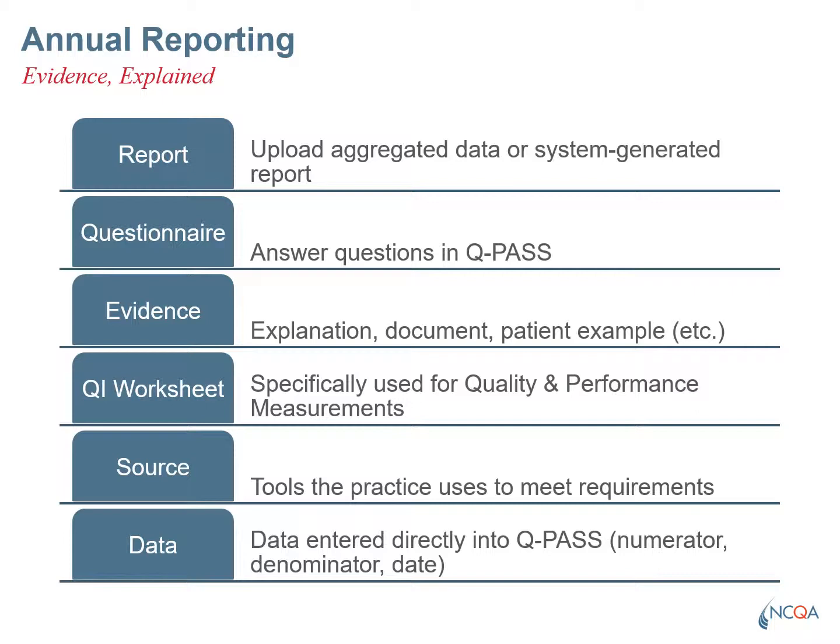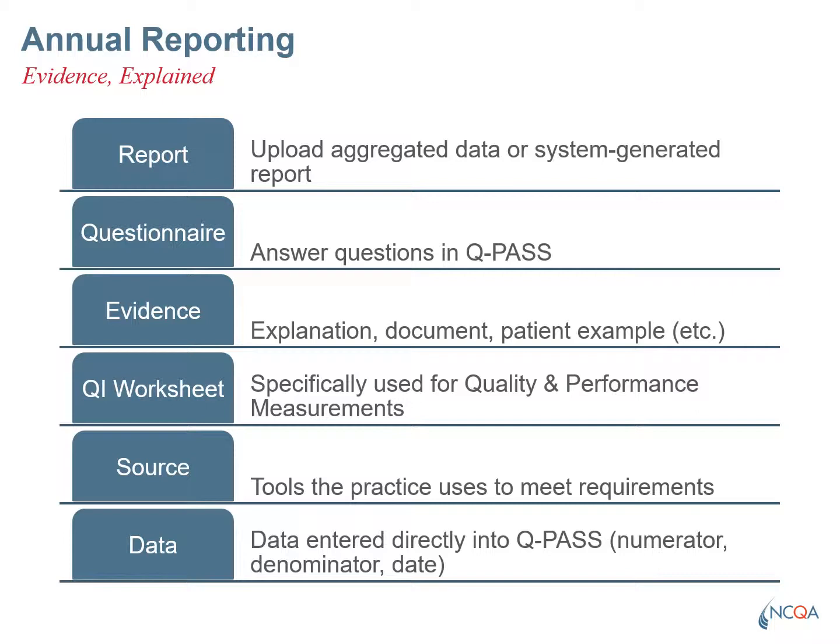4. QI Worksheet. This is an Excel document that practices can use for Concept 6, Quality and Measurement Performance. This is also similar to what is requested in the PCMH 2017 Standards and Guidelines. 5. Source. Practices provide an example of the tool used to meet requirements, such as a patient experience survey.